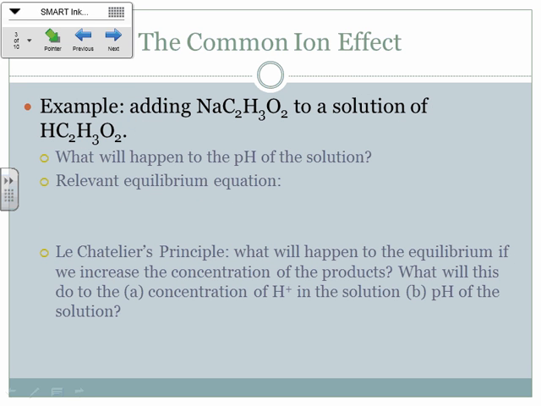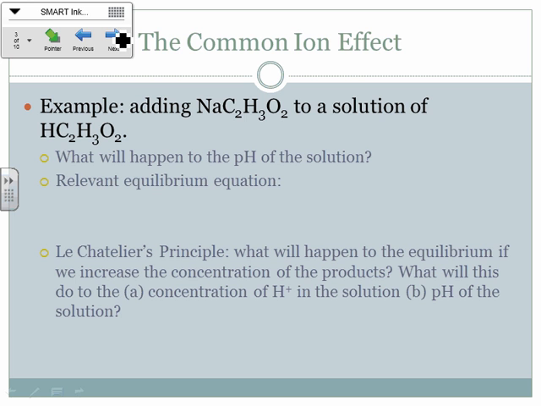So let's say we've got a solution that has acetic acid in it, and then we put some sodium acetate into that solution. And we want to know what's going to happen to the pH of the solution, okay? So what I want to do here is basically write an equation that will help me think through this.